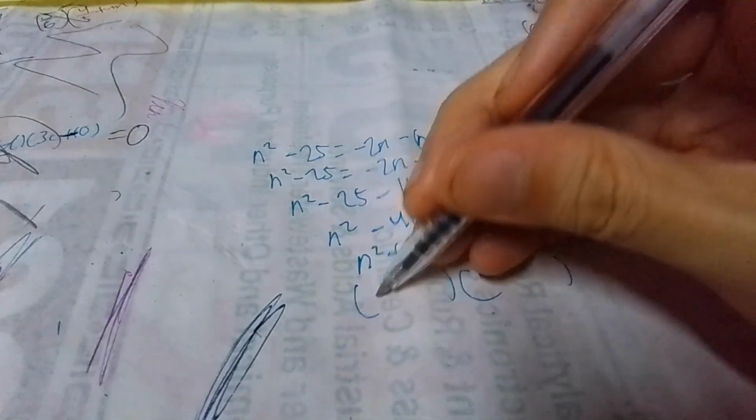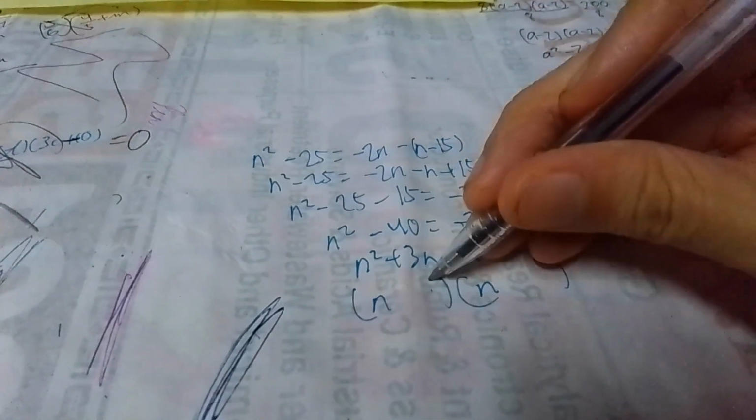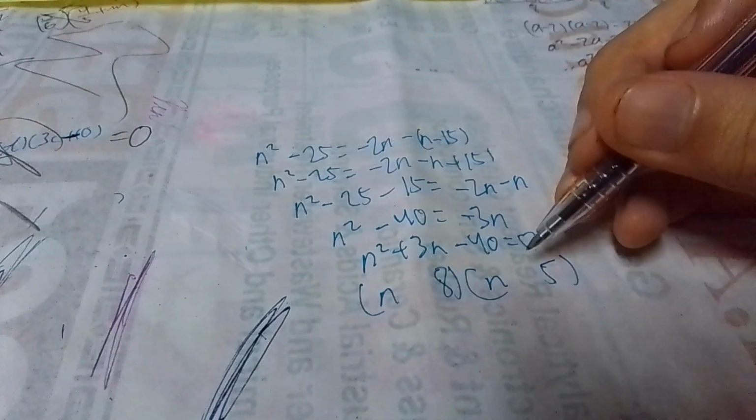Hey, we're back to quadratics again. So if we're back to quadratics, all we have to do is to do this. You know already this, right? And then what two numbers that multiply together give you negative 40, then at the same time give you positive 3? We know that's 8 and 5. So 8 is higher and 5 is lower. Diba? So therefore, n can be negative 8 and n can be positive 5.